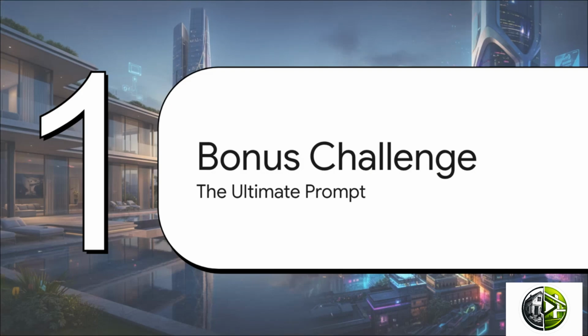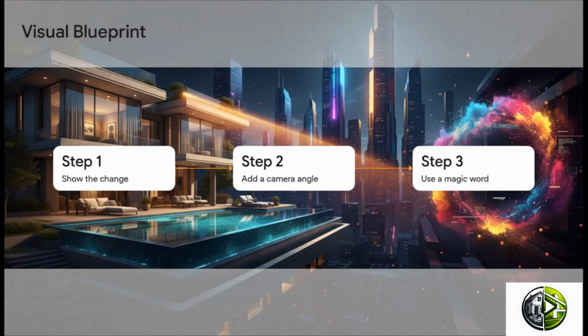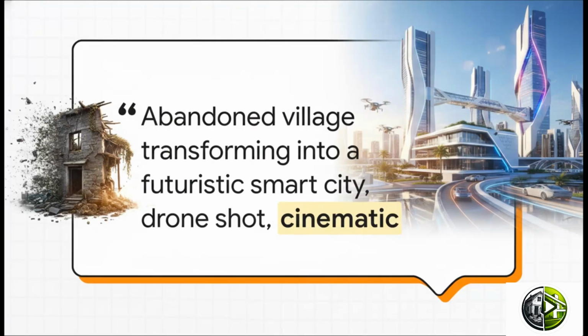Okay, let's bring it all together for a bonus challenge, the ultimate prompt. Think of this as your foolproof, go-to visual production blueprint. Step 1, we start by showing the change, right? Creating that dynamic narrative. Step 2, we layer in our camera angle to take directorial control of the framing. And finally, step 3, we inject our magic word to crank the atmosphere and lighting all the way up to a 10. And here's what that actually looks like in practice.